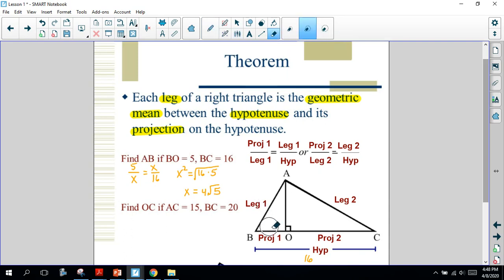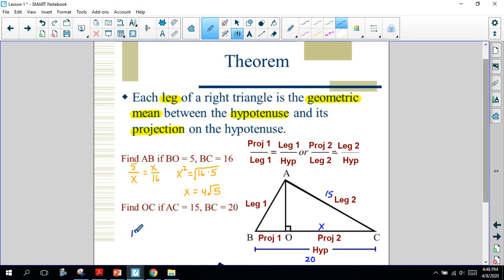Taking a look here at the next example, I'm going to find the length of OC. So here's my unknown, x. And I know that BC is 20. That's my entire hypotenuse. And I know that AC is a length of 15. So once again, I look and figure out what I'm trying to do, and oh, they give me a leg, and I know, oh, the leg, it's a geometric mean. So I start writing my proportion.